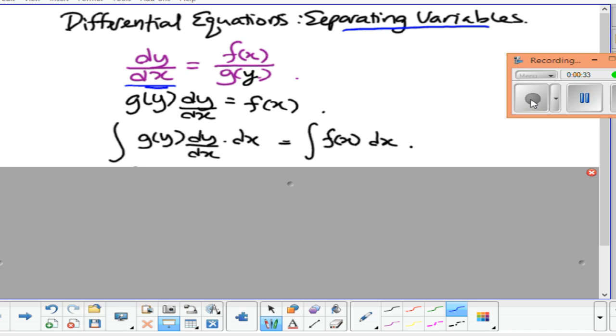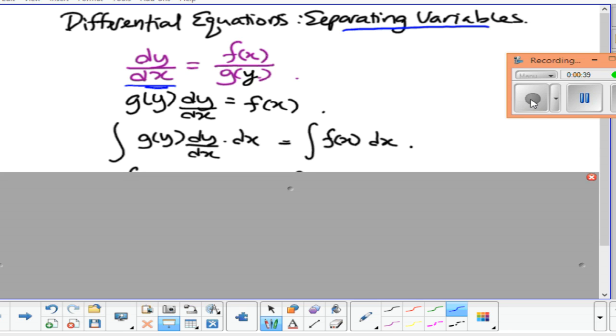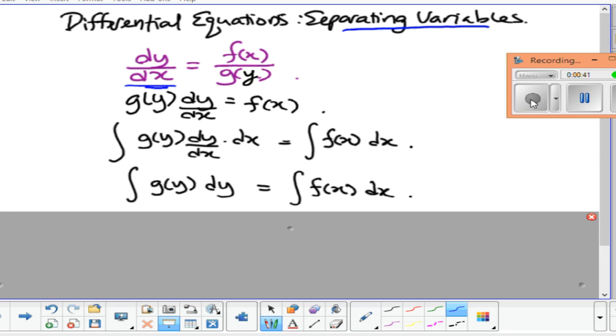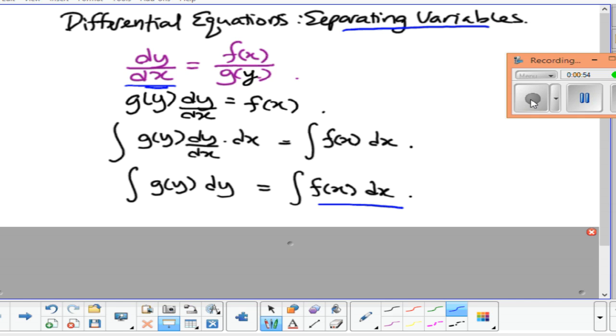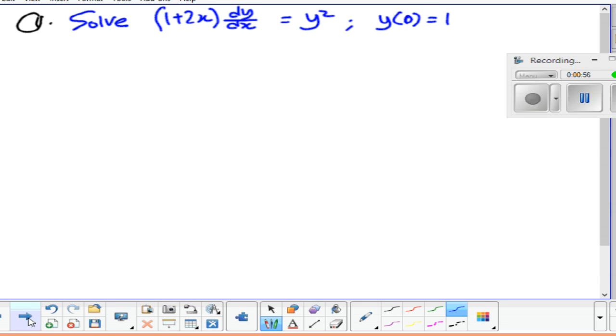Now, if we integrate both sides, then using the chain rule, this line of differential equations is reduced to integrating g of y separately with respect to y, and integrating f of x with respect to x separately. So this is the idea. Now let's look at this particular example, how we can do this.